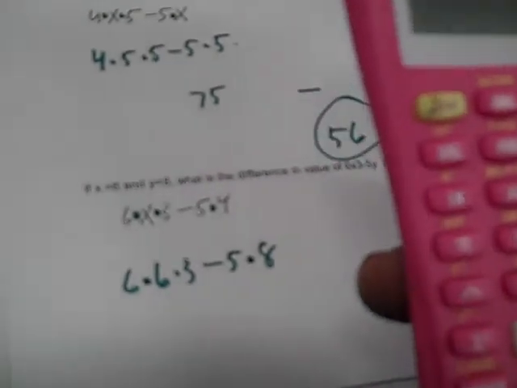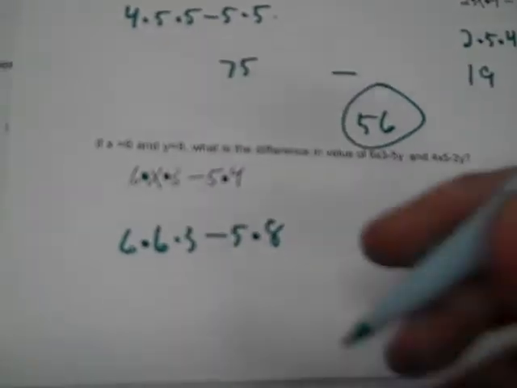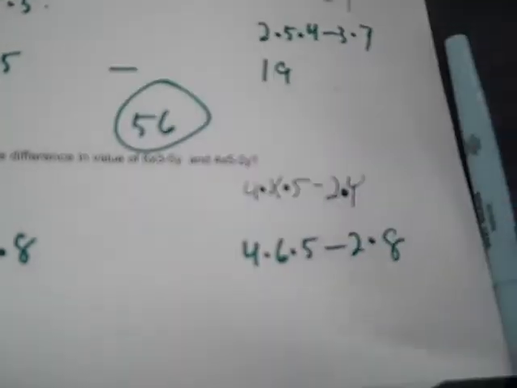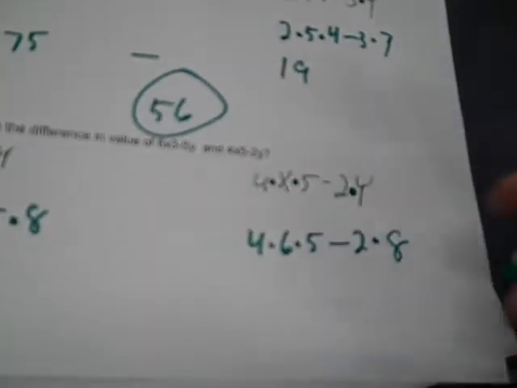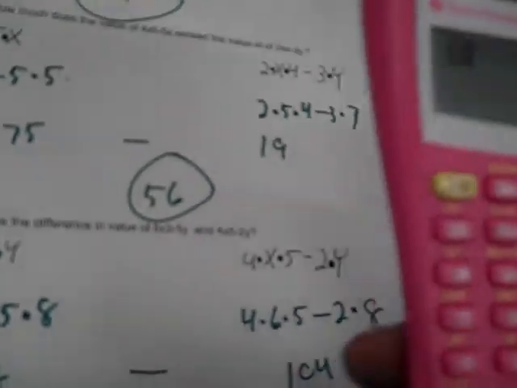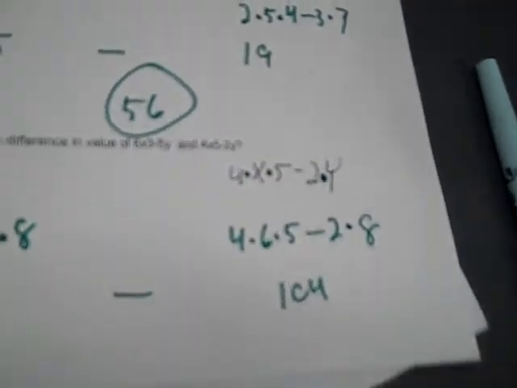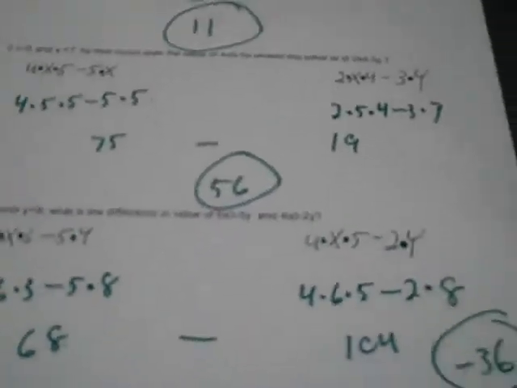Okay, so I take 6 times 3 minus 5 times 8, and that's 68. Meanwhile, over here, I take 4 times 6 times 5 minus 2 times 8, and I got 104. Now, you are going to subtract these, okay? So 68 minus 104 is negative 36, because the first number is smaller, and when I subtract a bigger from a smaller, I get a negative. Okay, pause the video and do the 2 on the back.